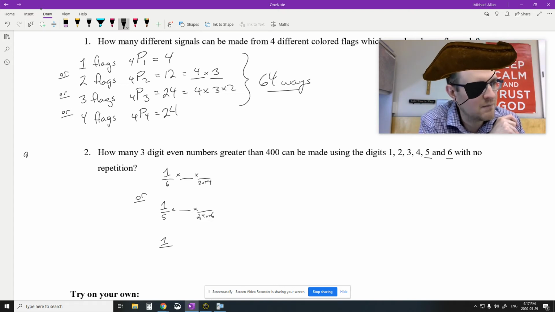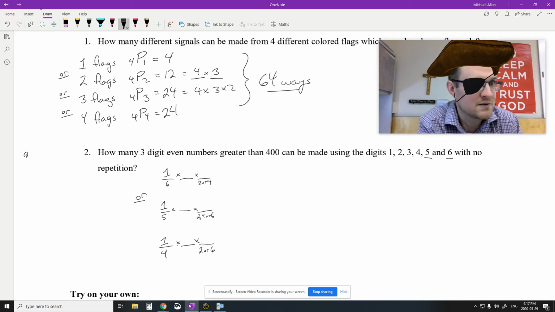Okay, I'm going to just do the 4. You could probably combine this first case and the bottom case at the same time. But this could be a 2 or 6. Now this could be a 4. It has to be greater than 400, but 412 is greater than 400.